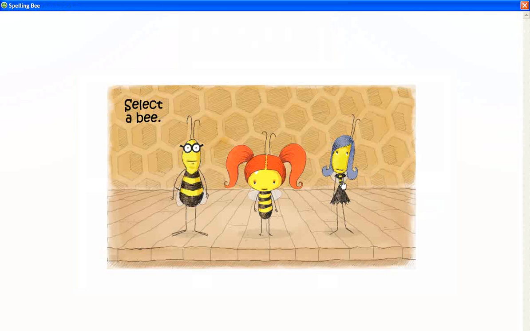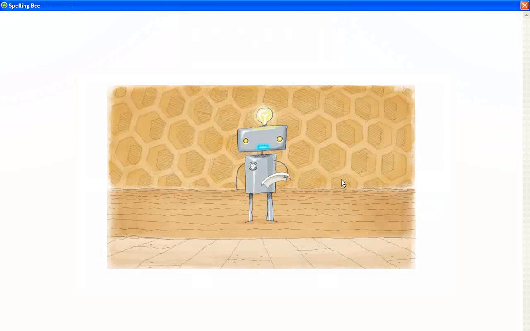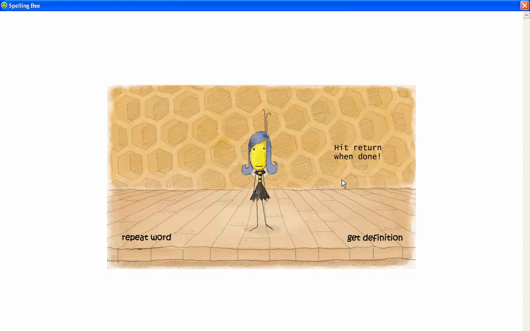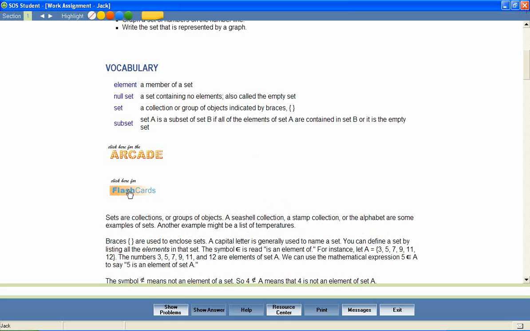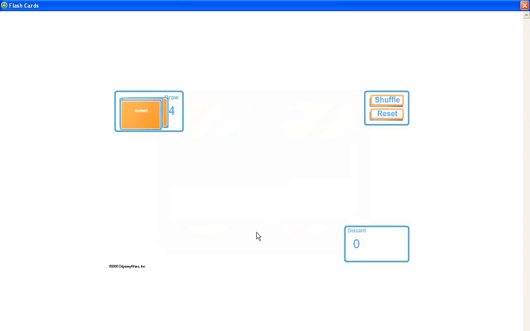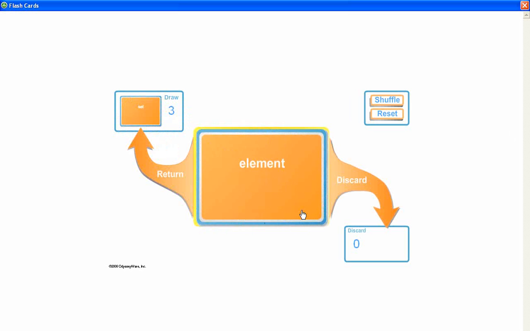Let's look at a sample. Spell the word Element. E-L-E-M-E-N-T. Yes. Flashcards allows students to easily review the words and their definitions.